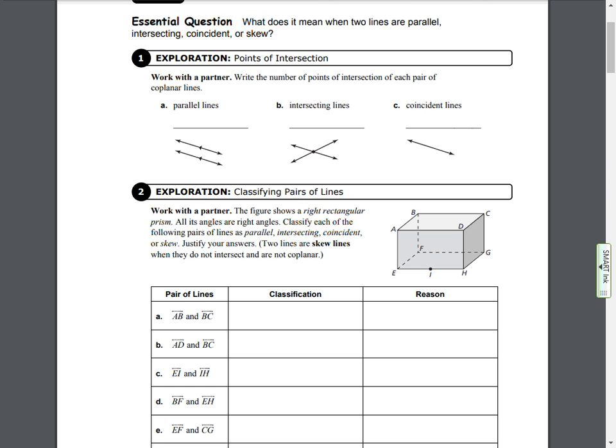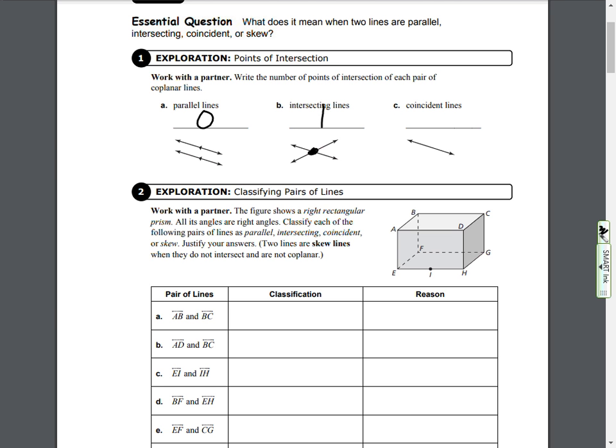Number 1, we are going to write the number of points of intersection of each pair of coplanar lines. So what we're looking for is the number of points of intersection. These two lines are parallel, so how many points of intersection are there? Well, there should be 0, right? That's the definition of parallel lines. They do not intersect. This one looks like they're intersecting right there, so we'll say there's one intersection there.